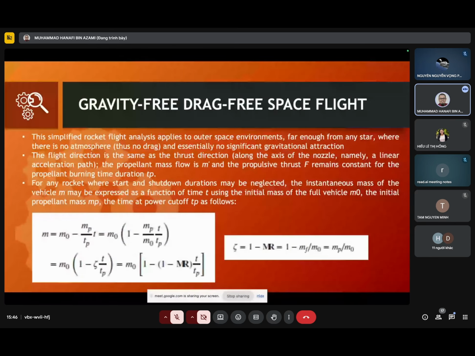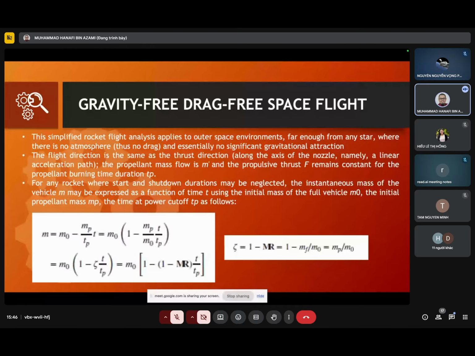So you can arrange by taking m naught outside. So m is equal to m naught in bracket 1 minus mp over m naught times t over tp. So you can see that you have mp over m naught, the mass of the propellant divided by the initial mass. This term we call zeta. This is the denotation: zeta is mp over m naught, the mass of the propellant over the initial mass.